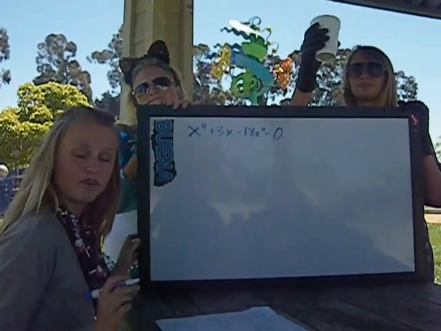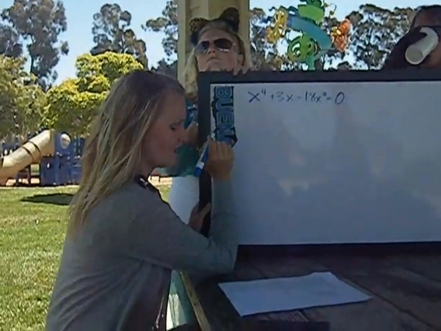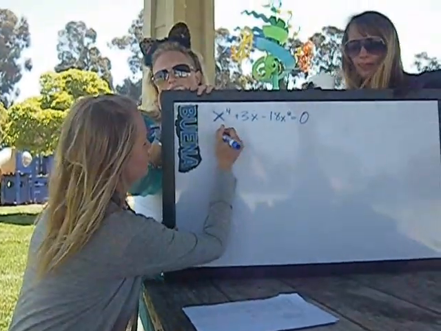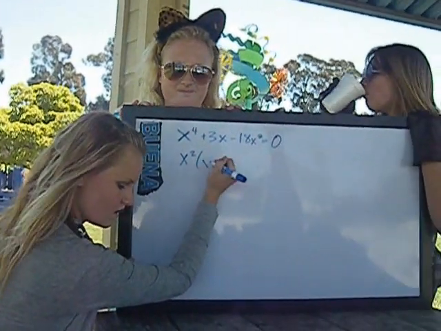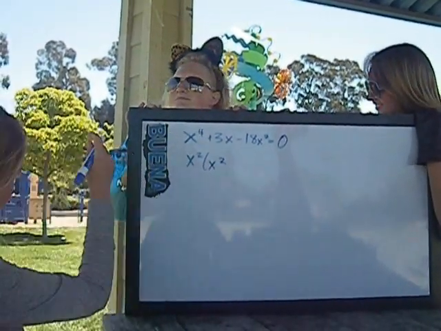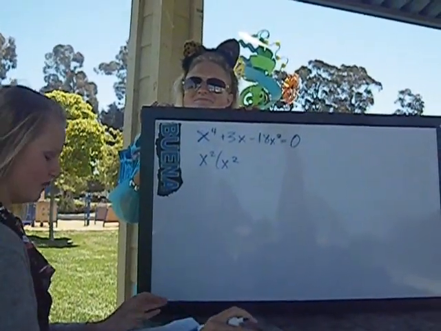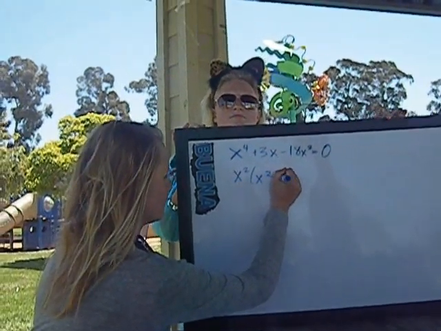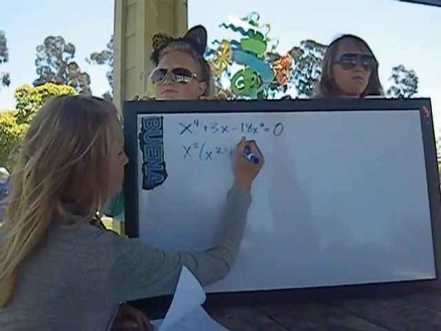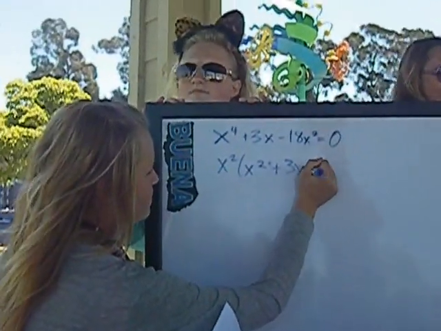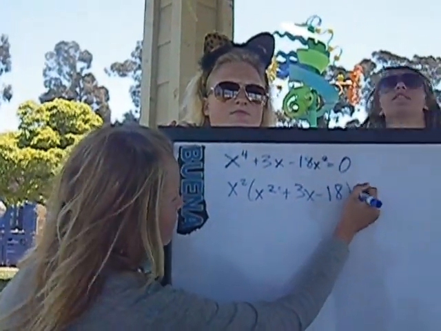This is another problem for section 8.6. So the first thing you do is you factor out x squared from all of these numbers. So you get x squared times x squared plus 3x minus 18 equals 0.